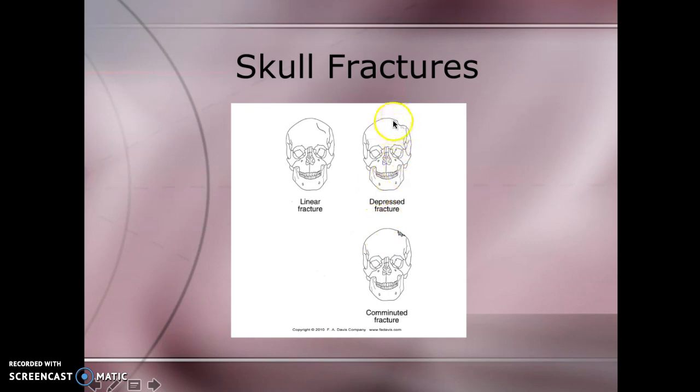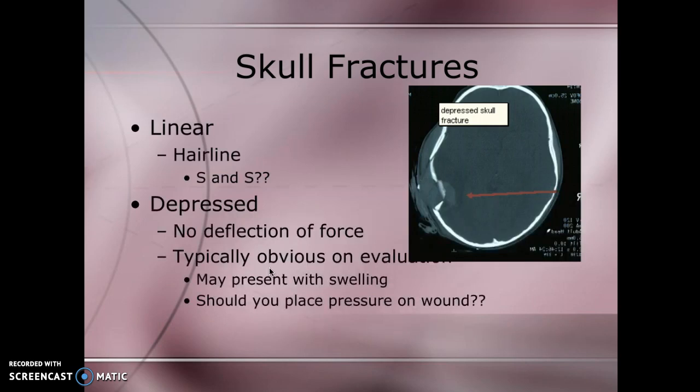But this is the reason that we want to palpate gently around the area to feel for any depressions in the skull. And then we can also have a comminuted fracture, which is especially dangerous because the little bone fragments can go down into the brain itself and cause a lot of problems. So these would be sort of mild, moderate, severe in terms of our scale of skull fractures, even though we never call them that. But I think it's easy to see that the comminuted fracture is far more serious.